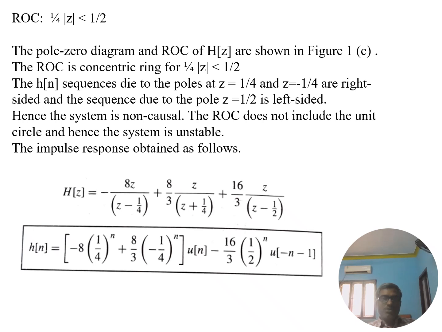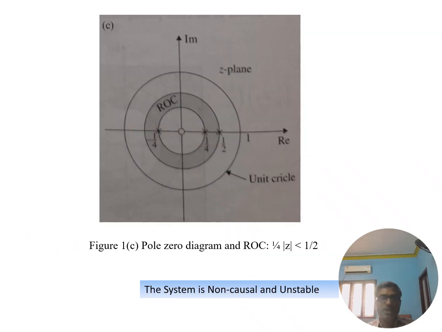The third ROC condition is ROC lies between 1/4 and 1/2. As per the given ROC condition, the ROC does not lie on the right side of the pole, so the system is non-causal. Similarly, the ROC does not include all the poles, so the system is said to be unstable. For the given ROC condition, the pole-zero diagram is plotted in figure 1c. As per this figure, the unit circle does not include all the poles, so the system is said to be unstable and non-causal.